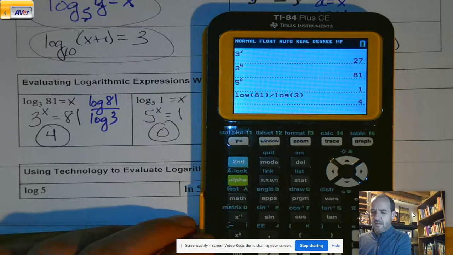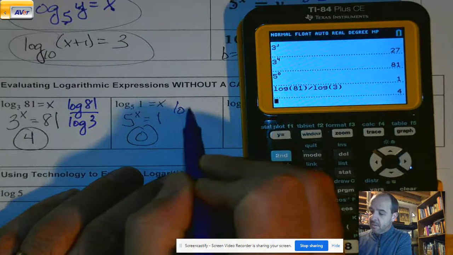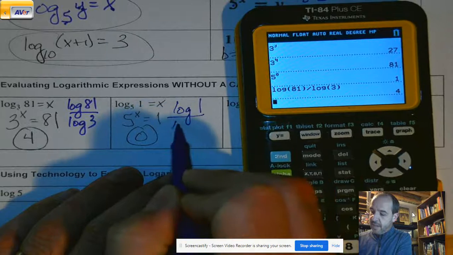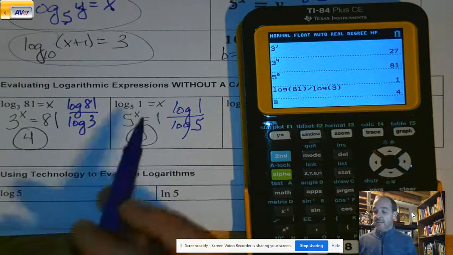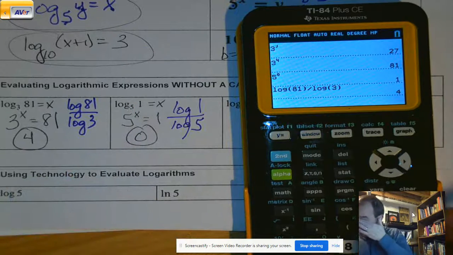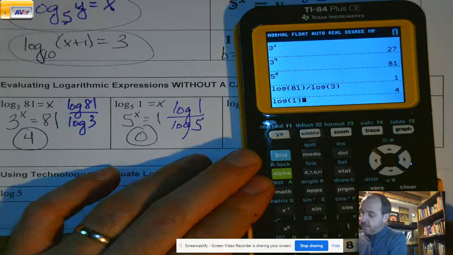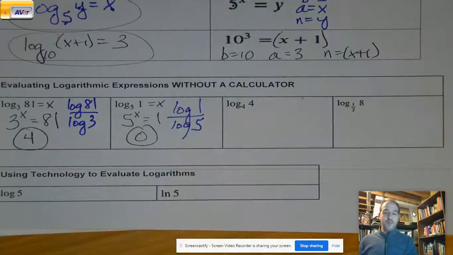You're like, wait, does that work every time? Let's test it out. Big divided by log little. And you're like, wait a minute, 5 is bigger than 1. Physical size. Log of N divided by log of B. Let's see what we get. Log of 1 divided by log of 5. 0. So you're like, that works on all of these. Yep.